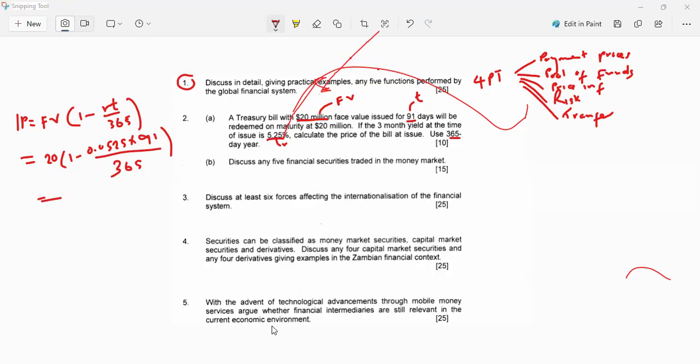Calculate for me. What are we getting? 19,738,219. 19 million. I'd remove the zeros there. 700 and what? And 38 to 19.